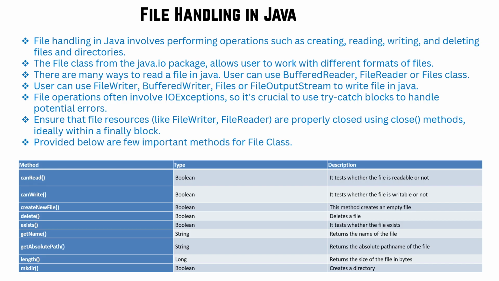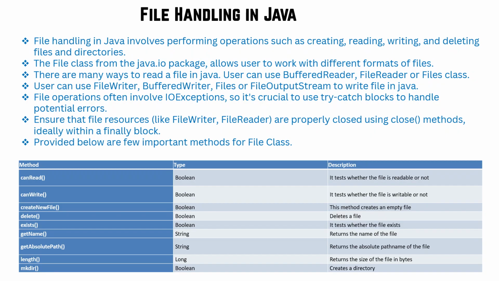So file handling in Java involves performing different operations on files and folders, like creating a file or folder, reading, writing, and deleting, etc. In Java, the File class is already there in the java.io package, which allows users to work with different formats of files. First we'll see how we can create a folder or file, how we can delete the file, and how we can check the existence of the file or folder. But in case we want to deal with a text file, definitely we need to write some data in the file. So we can write the data with the help of the FileWriter, BufferedWriter, and FileOutputStream classes.